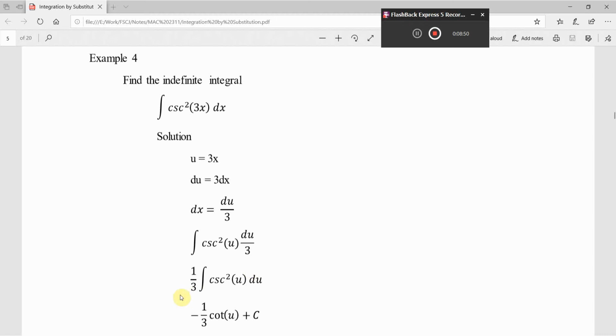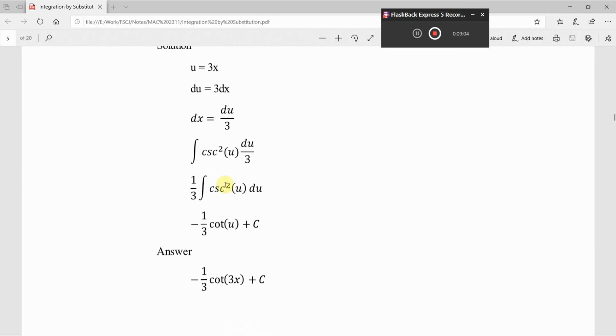Well, the over 3, that's going to become a 1/3 outside my integral. So I've got 1/3 times the integral of cosecant squared of u times du. The antiderivative of cosecant squared is negative cotangent. So I get negative 1/3 times cotangent of u plus a constant. And then lastly, I replace u with 3x. So I get negative 1/3 times the cotangent of 3x plus a constant.